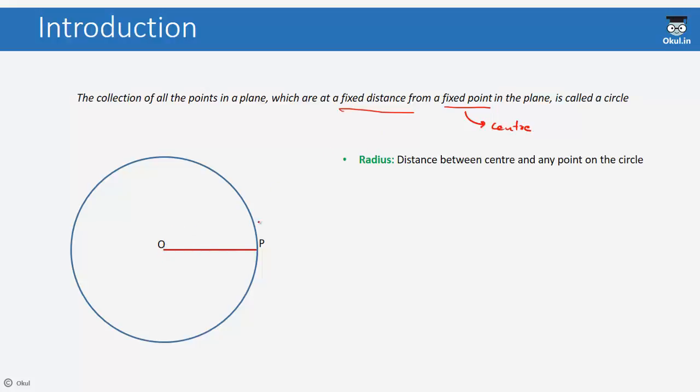and radius is the distance between center and any point on the circle. So we have taken a point P on the circle. Here OP is called the radius of the circle.